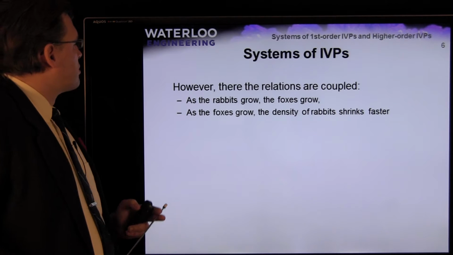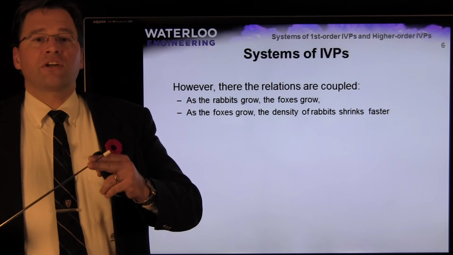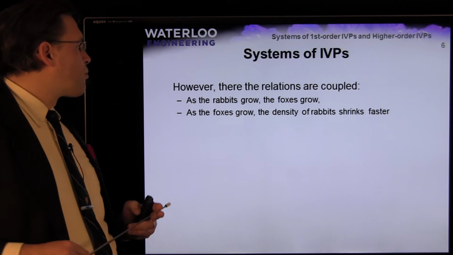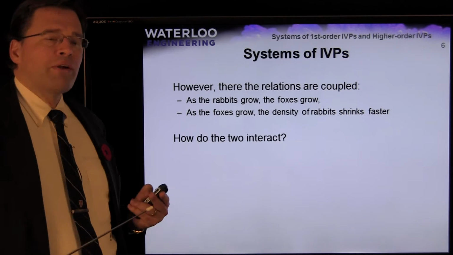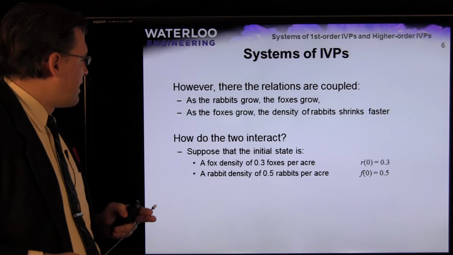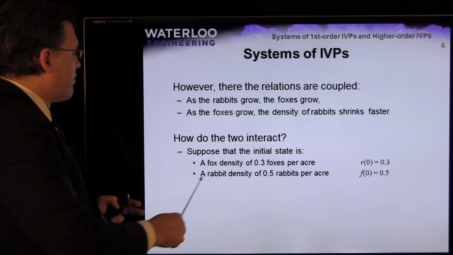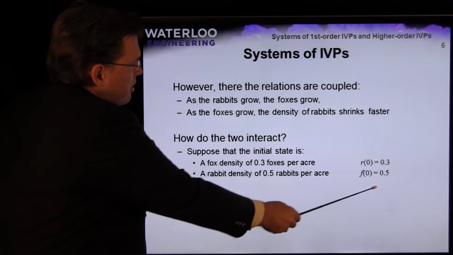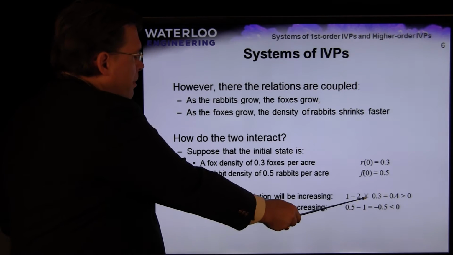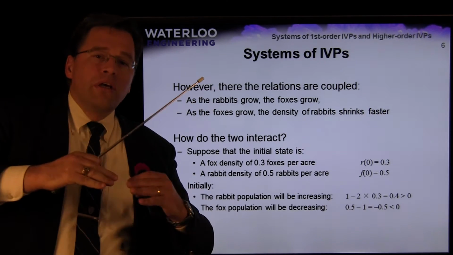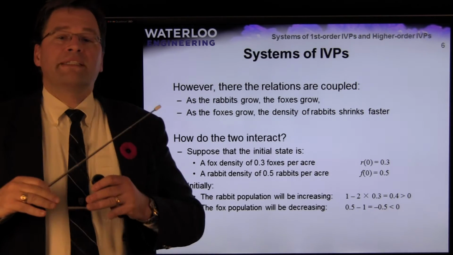Now, these are coupled, so as the rabbits grow, the foxes grow. But as the foxes grow, they start to eat more and more rabbits, and so therefore the density of rabbits starts to shrink ever faster. So how do the two actually interact? Well, suppose that the initial state is we have a fox density of 0.3 families per acre, a rabbit density of 0.5, and these are our initial conditions. Now, initially, 1 minus 2 times 0.3 is 0.4, so the rate of growth of the rabbits will be increasing. The fox population, however, will be decreasing.